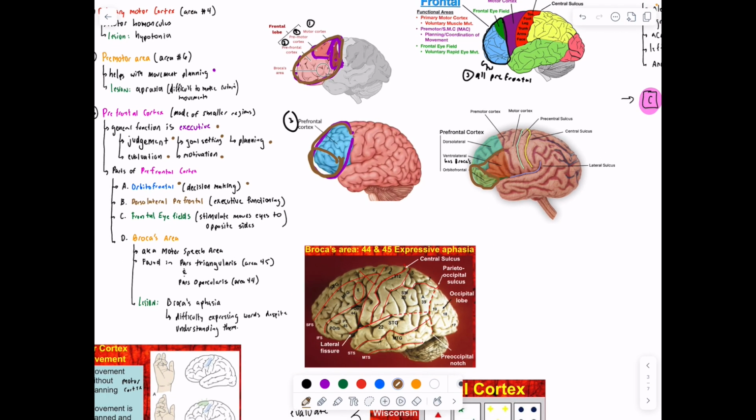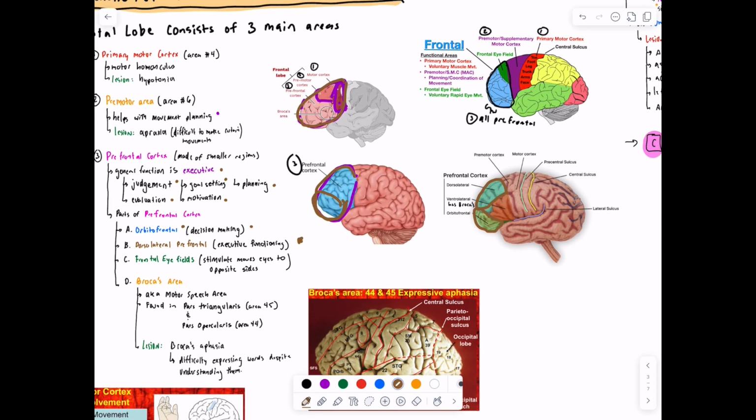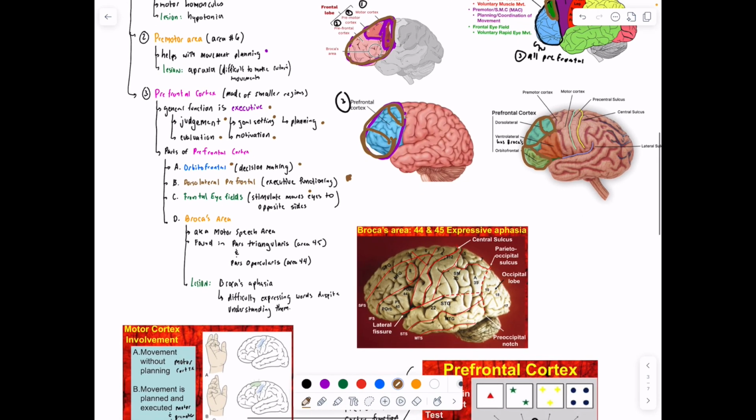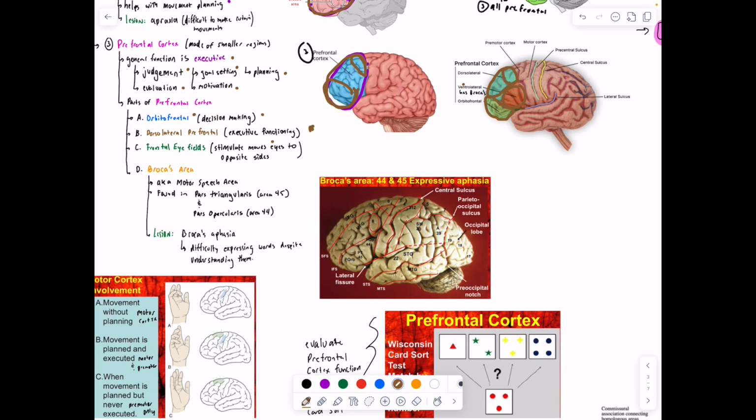Then we have the dorsolateral part right here, and this is going to be associated with executive functioning, so goal setting, planning. Superior to that, we have the frontal eye field, and this is going to help control eye movements. So if you stimulate it, it will move both eyes to the opposite side. And then on this ventrolateral area of the prefrontal cortex, you have Broca's area, which is going to be dealing with the production of speech.